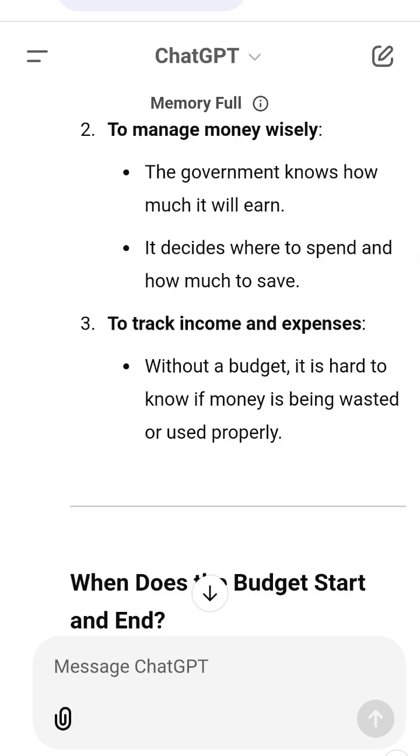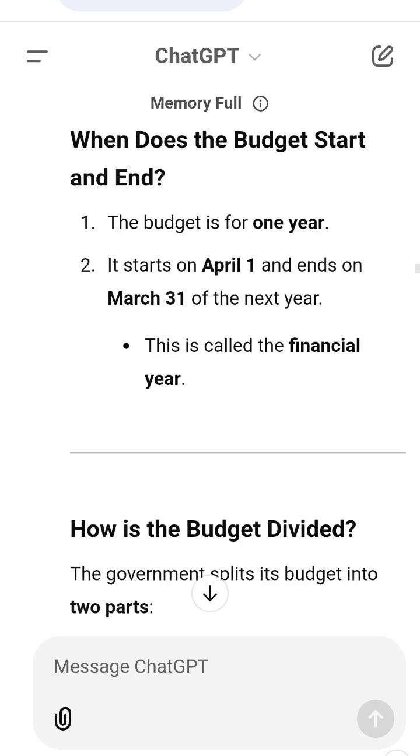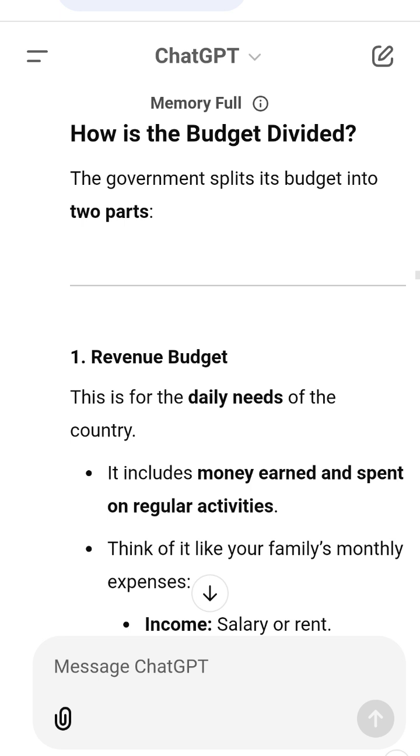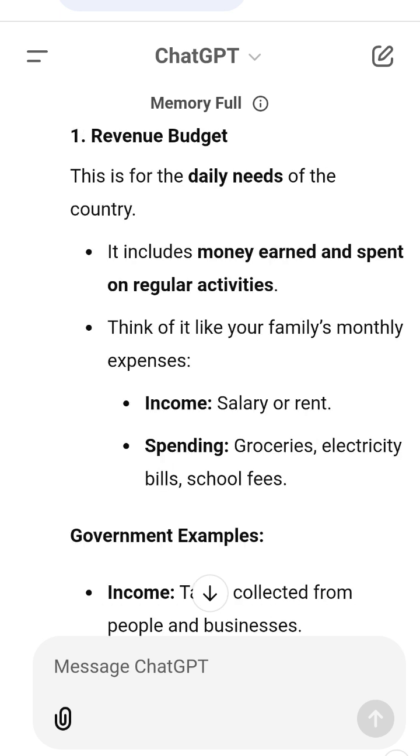How does the budget affect you? Taxes: if the government needs more money, it might increase taxes. If it has enough, it might reduce taxes. Better services: more money in the budget means better roads, schools and hospitals. Jobs: when the government invests in projects like building bridges, it creates jobs.